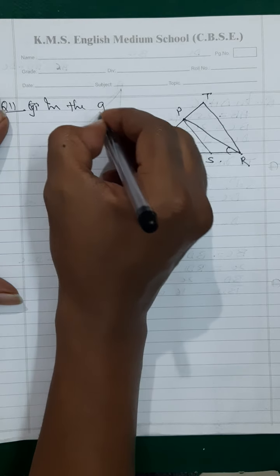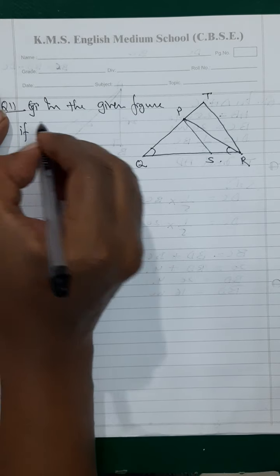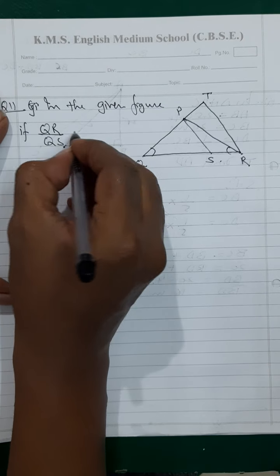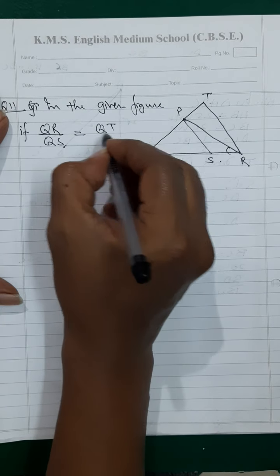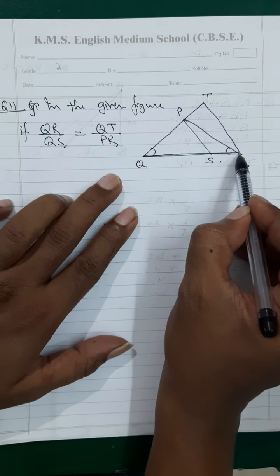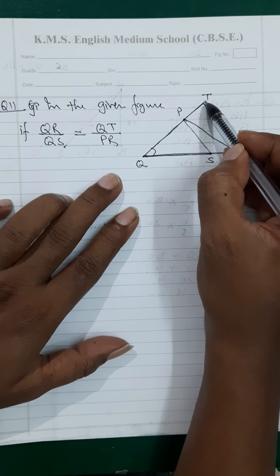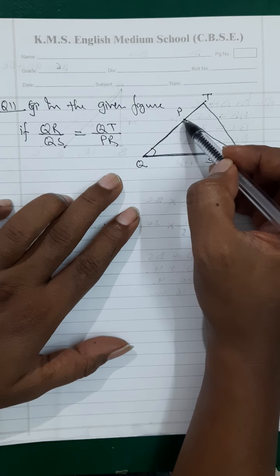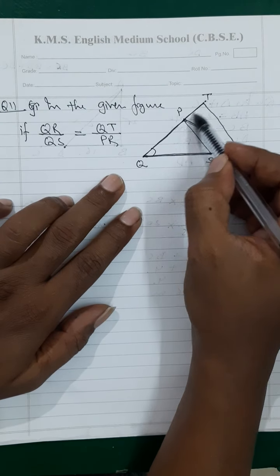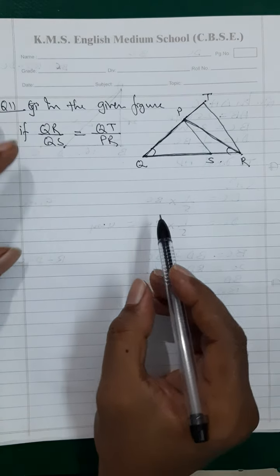In the given figure, QR upon QS is equal to QT upon PR. See the combination. QR upon QS is equal to QT upon, what should have been? QP should have been there, and they have given PR. Actually you require QT upon QP, but they have given this.